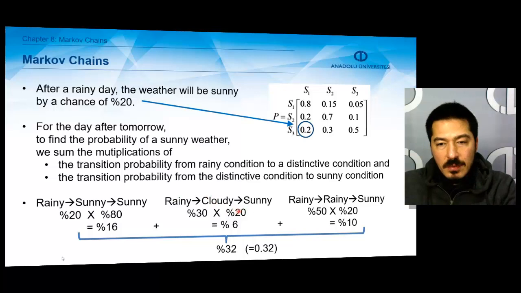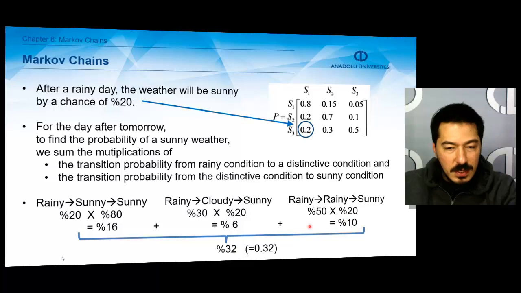Similarly, we can obtain the probabilities from the transition matrix. So for the second combination, we also multiply these probabilities and we obtain 6% probability for the weather to be sunny for the day after tomorrow when today's condition is rainy. Similar calculations are done for the third combination. So here we have three probabilities for each condition. Each of them ends with a sunny weather. That means this is the desired condition that we have.